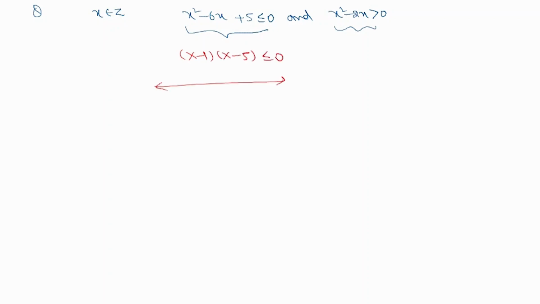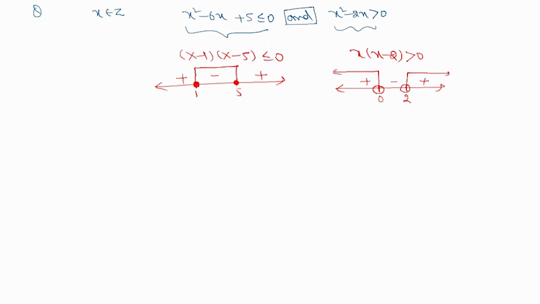Place the roots on a number line. So this is 1 and this is 5. So this is plus, minus and plus. I need minus. So the value of x should lie between 1 and 5. Now x into x minus 2 is greater than 0. So the roots are 0 and 2. Again, rightmost is plus, then minus and plus. What do I need? I need plus. So that means either x is less than 0 or x is greater than 2. Now I need to take the intersection of both the conditions because it's an AND condition. So I'll represent both the solutions on the same number line. So this is 1 and then this is 5.